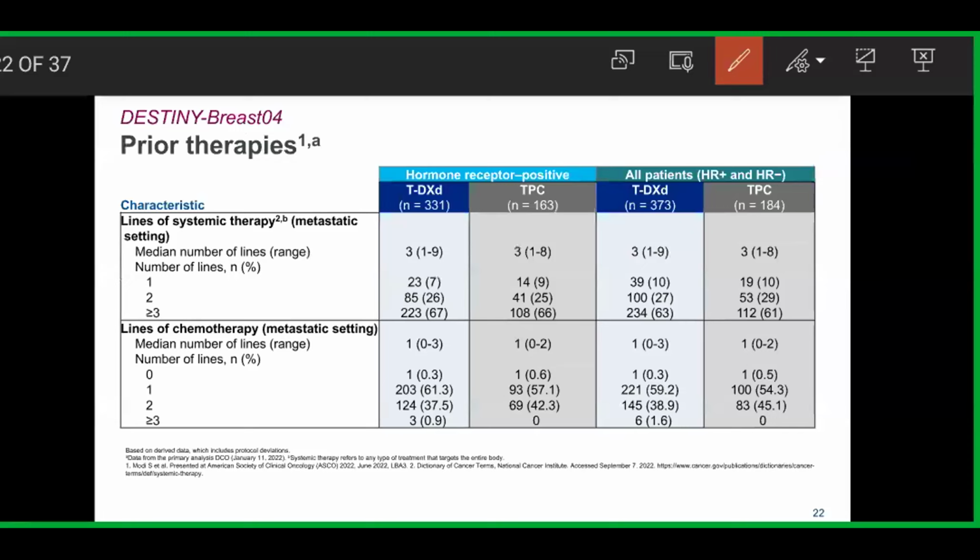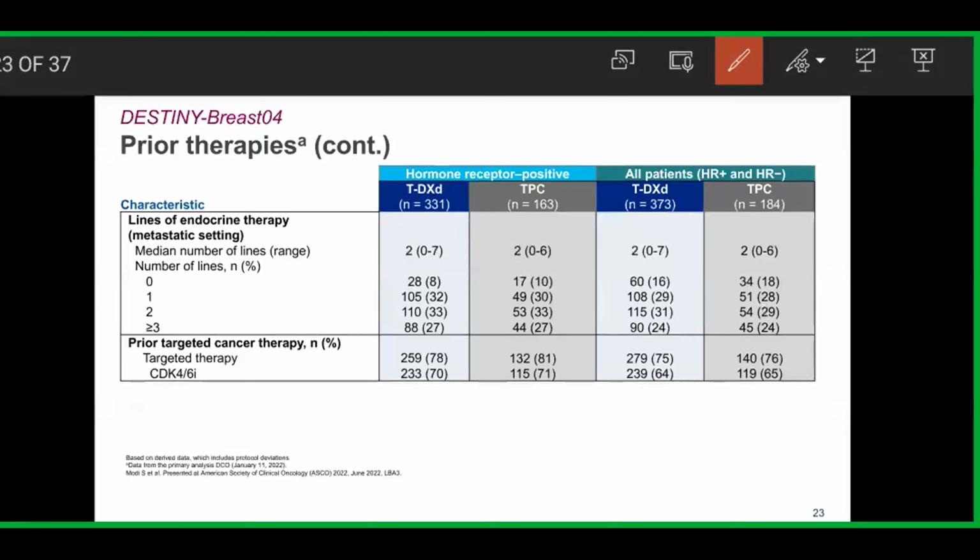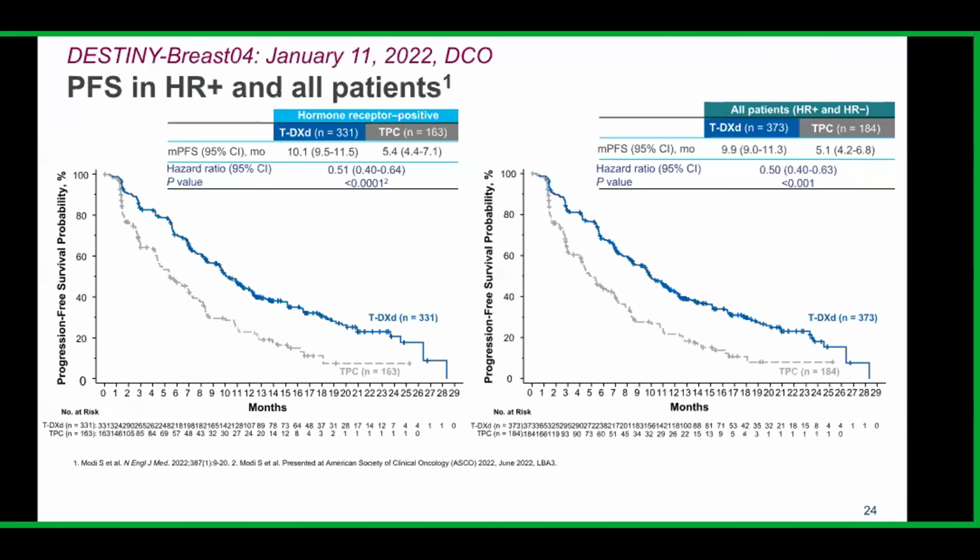And the lines of systemic therapy. Most of them had more than 3 lines, including the endocrine and hormonal therapies. When you take only chemotherapy, most of them had 1 or 2 lines of chemotherapy for the metastatic setting. And for the endocrine therapy, again, you can see most of them had at least 1 or 2 lines of therapy, and 3/4 of them received CDK4/6 for the metastatic disease.